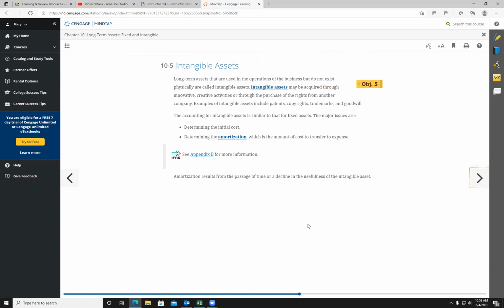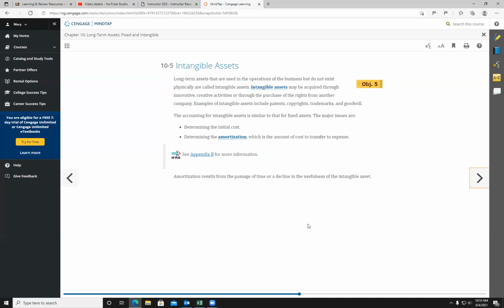Intangible assets are different. The long-term assets that are used in operations of a business that do not exist physically, that's what is called an intangible asset. They do not exist physically, and they could be acquired through innovative, creative activities or through the purchase of the rights from another company. Some examples of intangible assets would be patents, copyrights, trademarks, and goodwill.